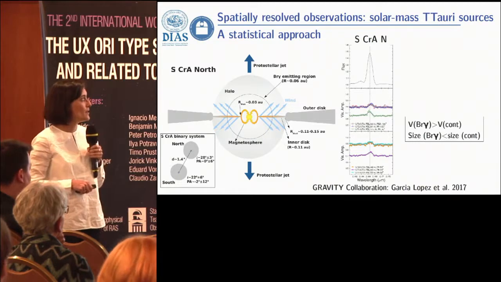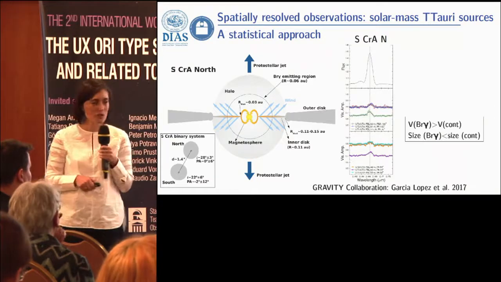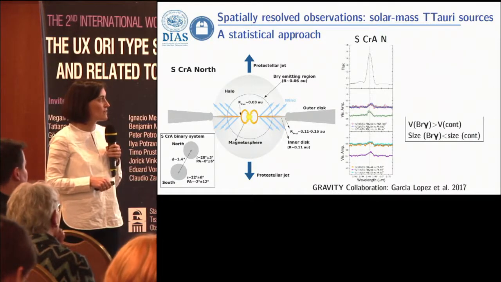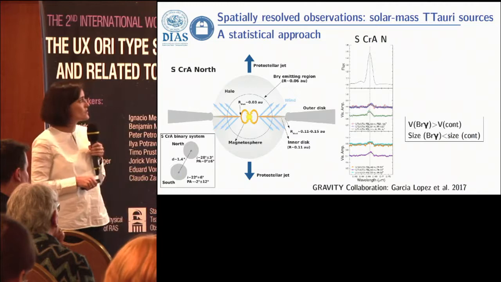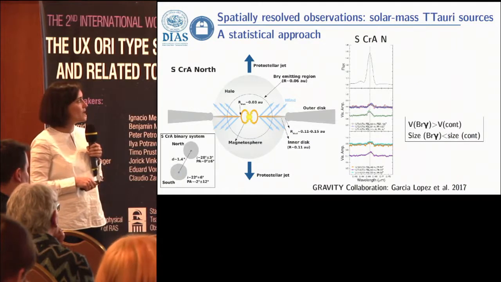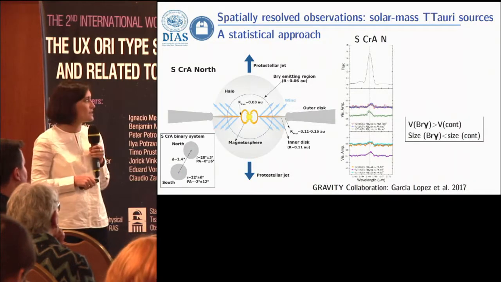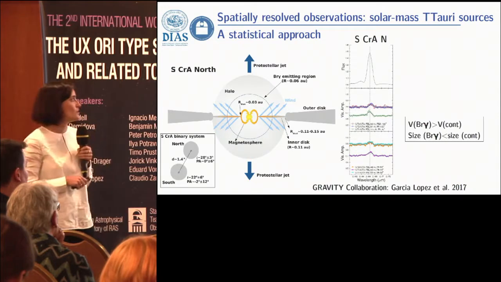Then by doing geometrical modeling of the continuum and the line emission, what we find is that the continuum comes from a region that is around 0.11 AU from the source, but the Brackett gamma emitting region comes from something that is much smaller, of around 0.06 AU in size. That is around twice the size of the expected truncation radius for the source, which is 0.03 AU.